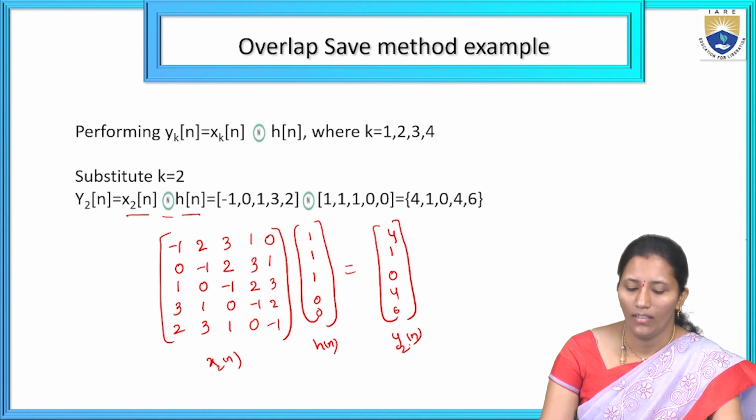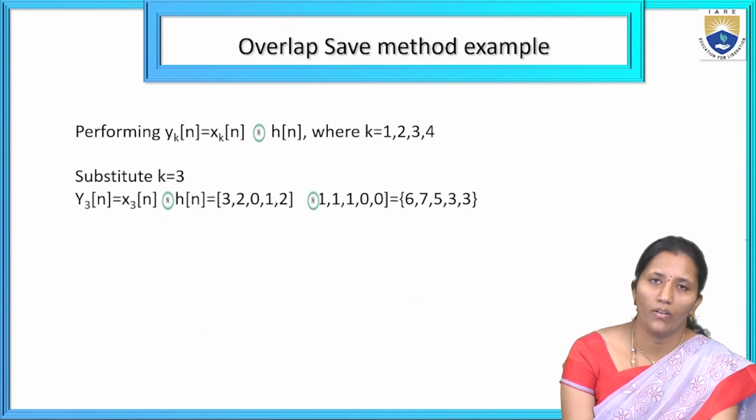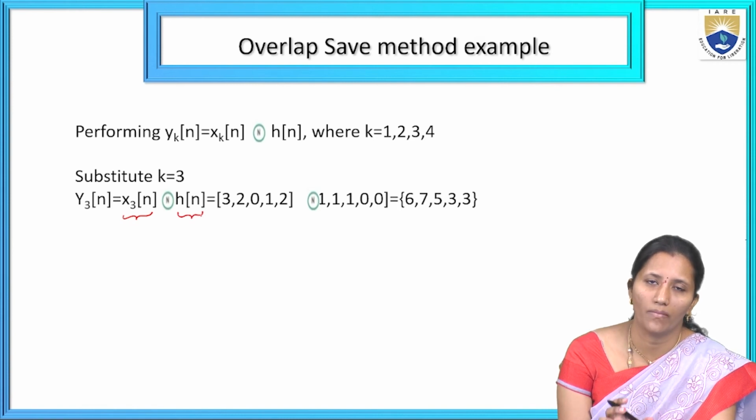Okay. And to get the y3 of n, we have to perform circular convolution of the x3 of n segmented block with the impulse response h of n. Each segmented block x1 of n, x2 of n, x3 of n, x4 of n will be circular convoluted with the impulse response h of n.